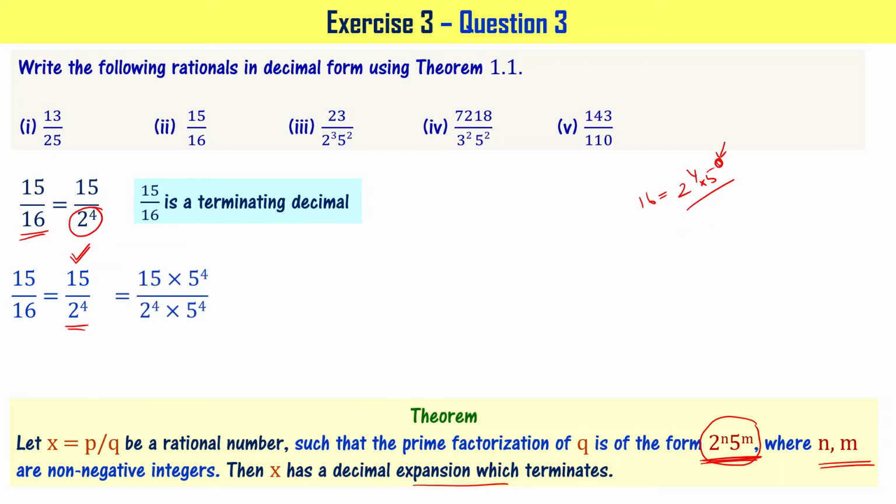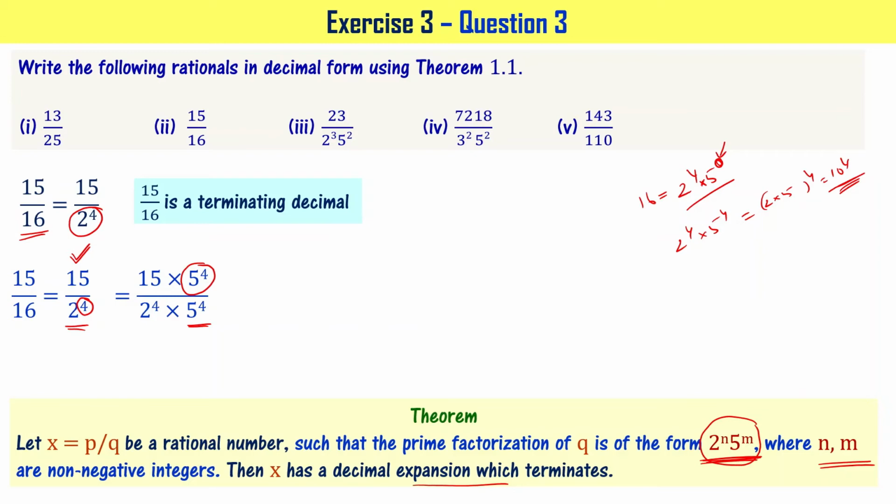Why are we doing this? Actually, I want to have the denominator as a power of 10, right? 2 power 4 times 5 power 4 is 2 times 5 whole power 4, that is 10 power 4. We want to have 10 power 1, 10 power 2, 10 power 3, something like that, okay? Since we already have 2 power 4 here, we multiply with 5 power 4 such that the denominator now becomes 10 power 4. To compensate for that, we have to multiply the numerator also with 5 power 4, right?